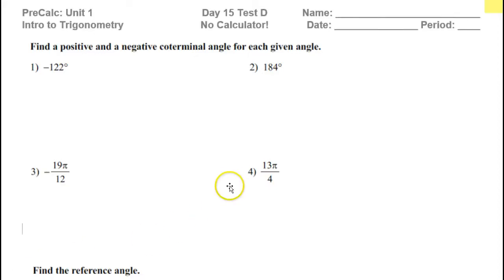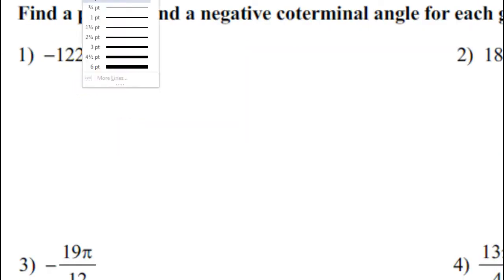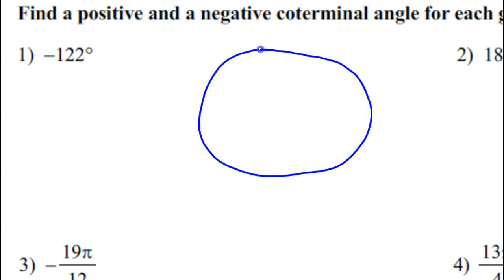In this video, we are going to learn how to find a positive and negative coterminal angle for the angle that is given. Let's draw a sketch of negative 122 degrees. So here's a circle. All right, x-axis, y-axis. So everything we are going to do will be in standard position.